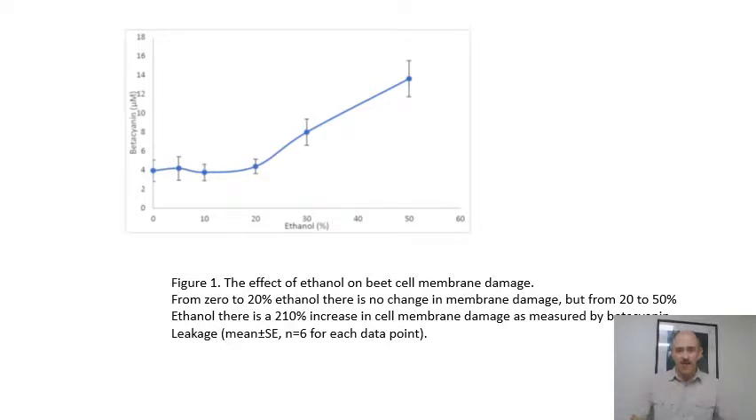But then from 20% to 50% ethanol concentration, there is a 210% increase in cell membrane damage as measured by beta-cyanine leakage. A lot of errors I'm seeing when you're writing these things is you're leaving out details. You'll just say from 20 to 50 there was a 210% increase. Okay, from 20 to 50 what? From 20 to 50% ethanol, there was a 210% increase in cell membrane damage as measured by beta-cyanine leakage. You need to put that verbiage in there so I know what you're talking about, or your TA knows what you're talking about. Last statement in this case, mean plus or minus SE, once again, n equals 6 for each data point.